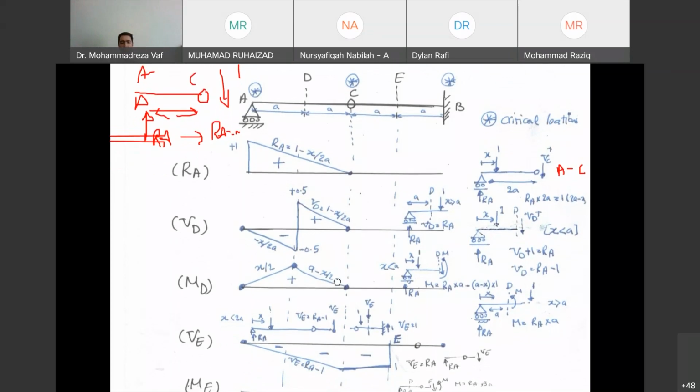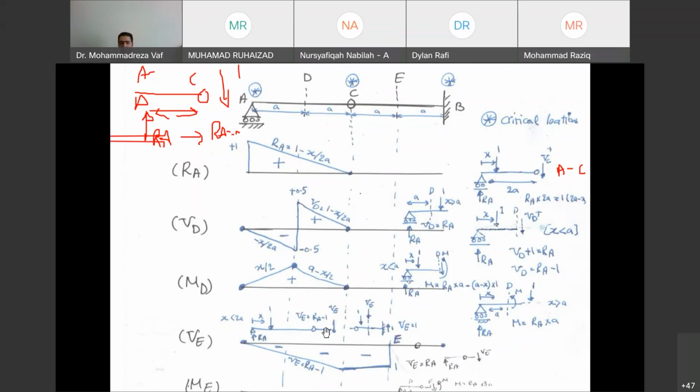Okay, now let's go and make it a little bit more complicated. Now this time we want to see the case of VE, the influence line for shear force at point E, this location, how it's going to be. Again, like before, we need to see the condition before point E and after point E. So this is what you can see here. If the load is before point E, this is the free body diagram. If the load is after point E, this is the free body diagram.